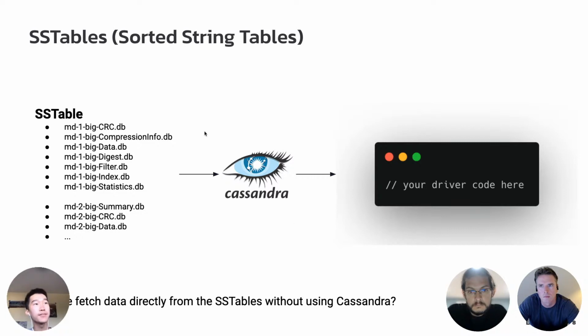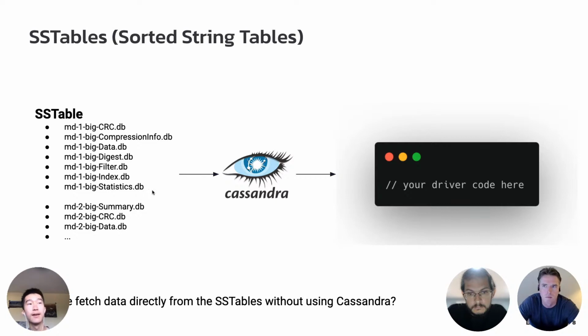And you can see here on the left, an SS table is essentially this big collection of a bunch of different files. You can see we have some compression info, we have the actual data, some statistics about the data. All of that is stored in these SS tables. And what Cassandra does is parse the SS tables to get that data and then send it to you, whether you're using SQL or a Cassandra driver.